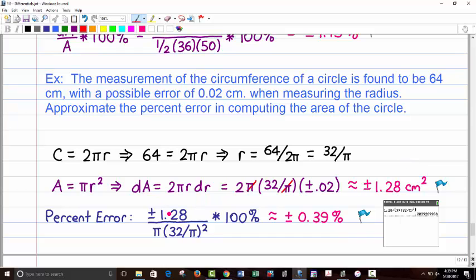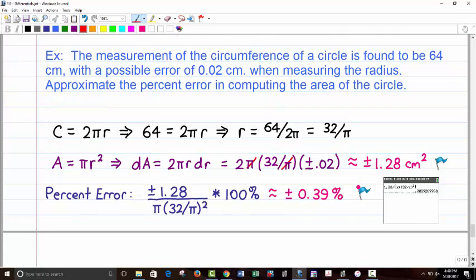So the percent error would be that number divided by pi r squared. So it's 1.28 divided by pi times 32 over pi squared, times 100%. And you can see I did it right there in the calculator box. And this one you'll get plus or minus 0.39% possible error for the measurement of the area of the circle.